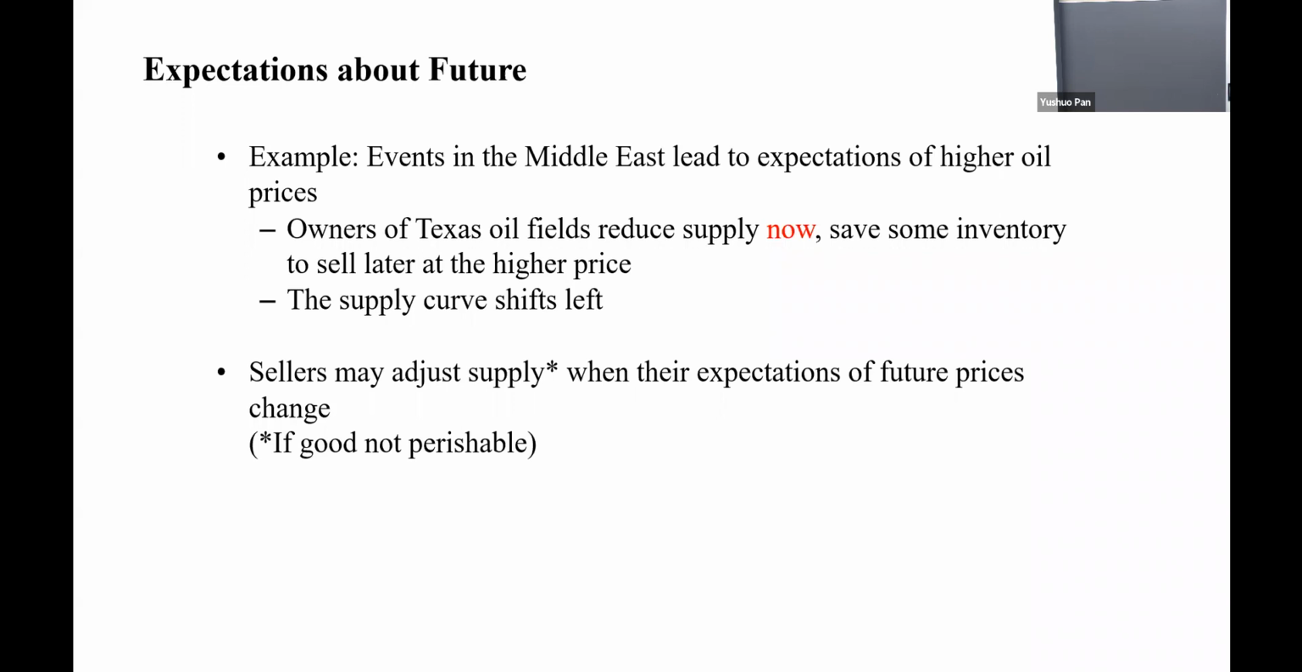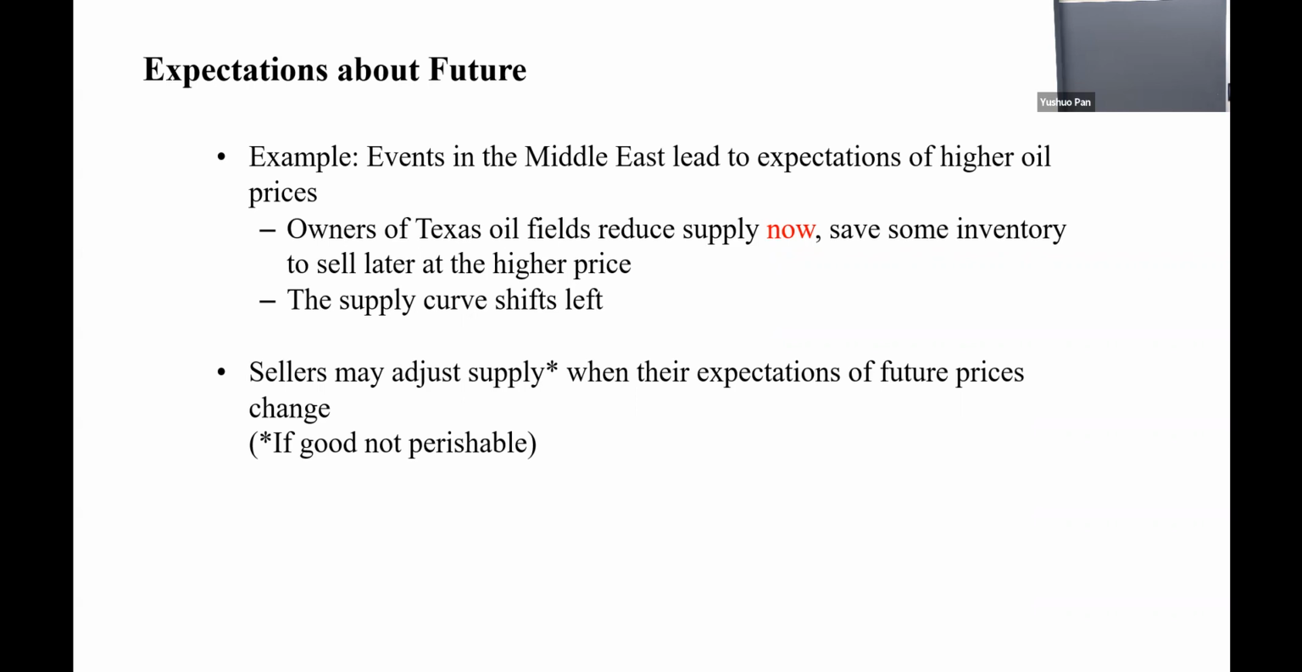So if the sellers expect that the price is going to go up in the future, then the owners are going to supply less today, which means the supply curve is going to shift to the left. So remember, the expectation of future price is also a determinant of the demand curve, right? As a consumer, when we expect that the future price will go up, we are going to buy more today. But for sellers, they are going to sell less today. What will happen?